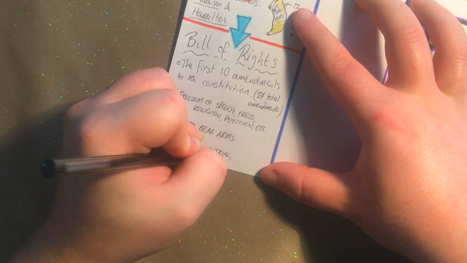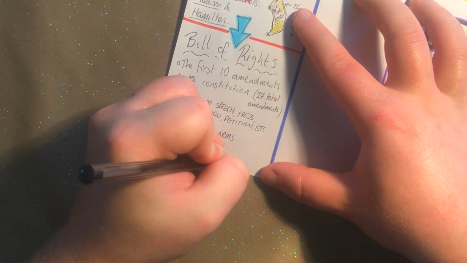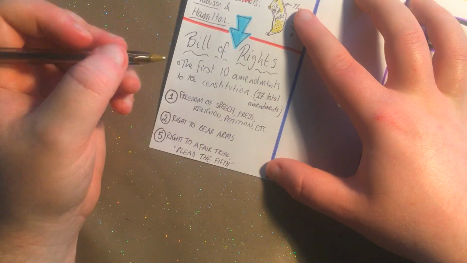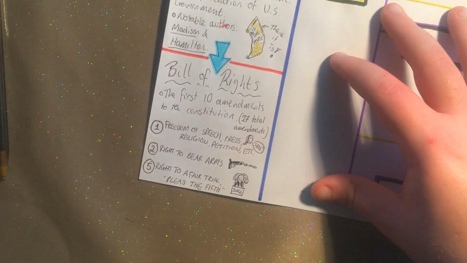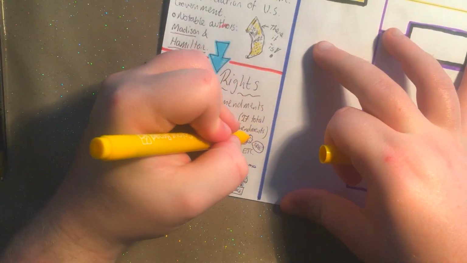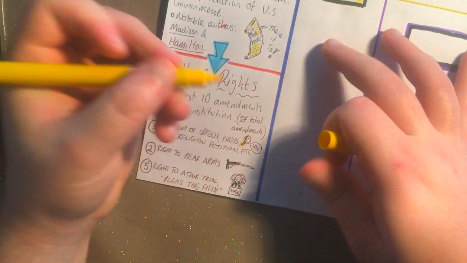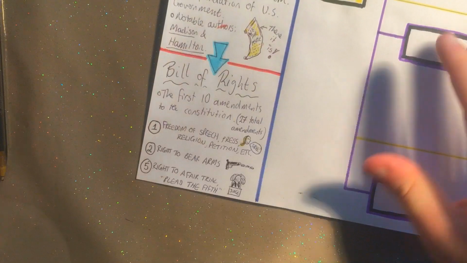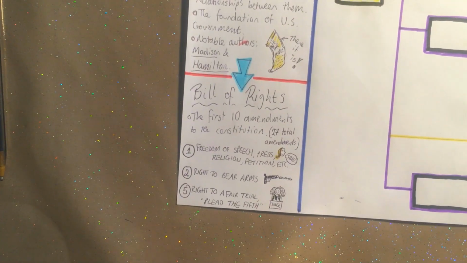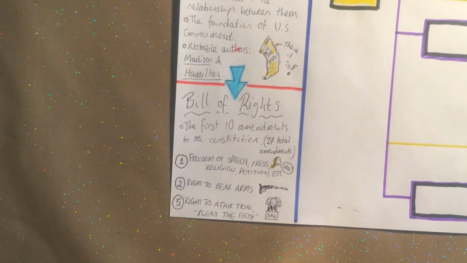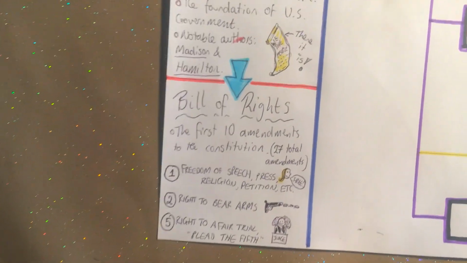At number 5, we've got the right to a fair trial, the right to have a judge and a jury decide your fate. And as part of that, there's the plead the fifth clause, where if you're going to incriminate yourself, you can decide to remain silent and you can plead the fifth. So we'll add in a couple of quick pictures there just to go with that. So those are the Bill of Rights.